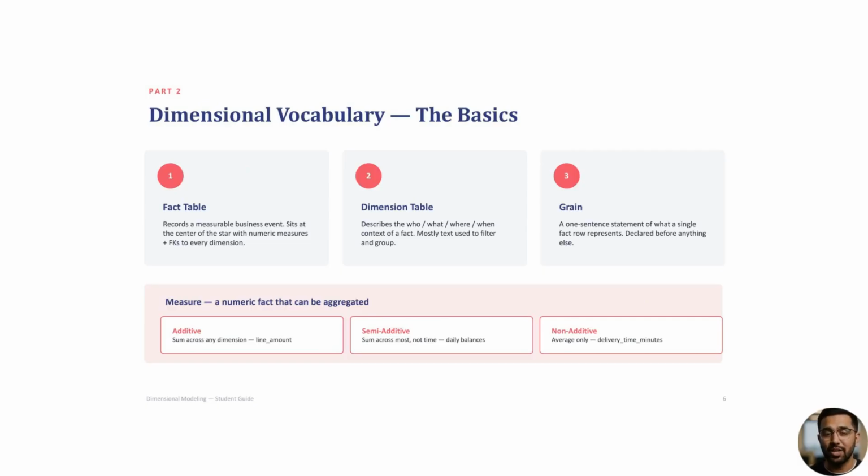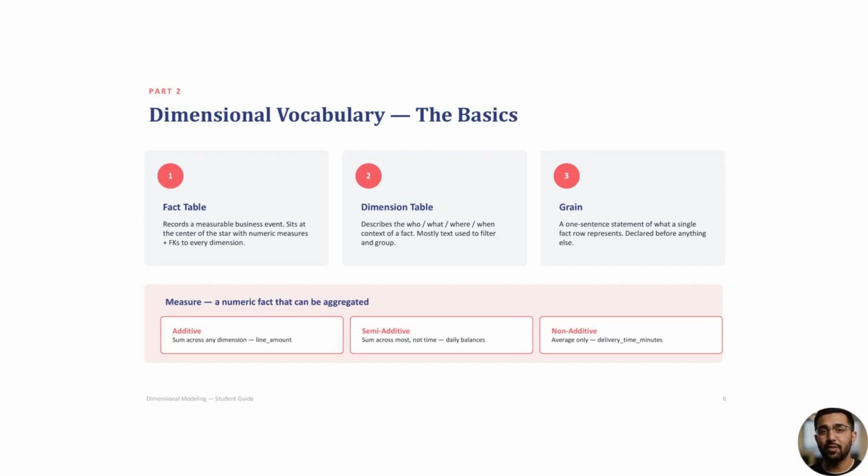In this section, we delve into the core components of dimensional modeling. At the heart of this model is the fact table, which records measurable business events. It serves as the central hub in a star schema, containing numeric measures and foreign keys linking to each dimension. Dimension tables provide the context for these facts, detailing the who, what, where, and when aspects, primarily using text for filtering and grouping. The grain is a crucial concept, defining what a single fact row represents in a concise statement.